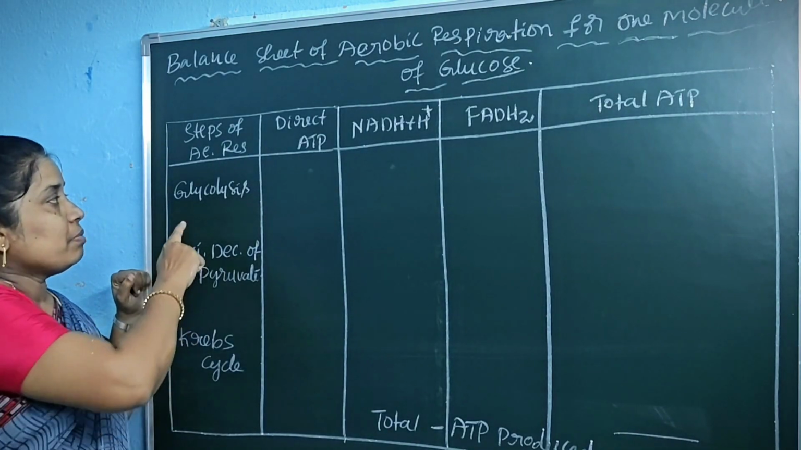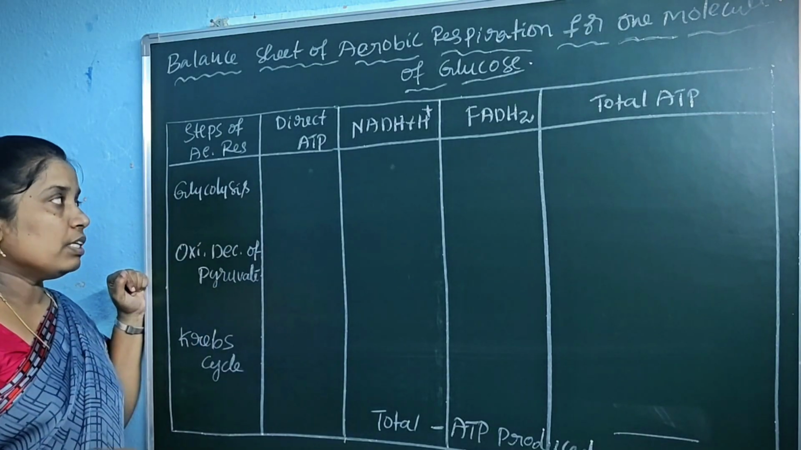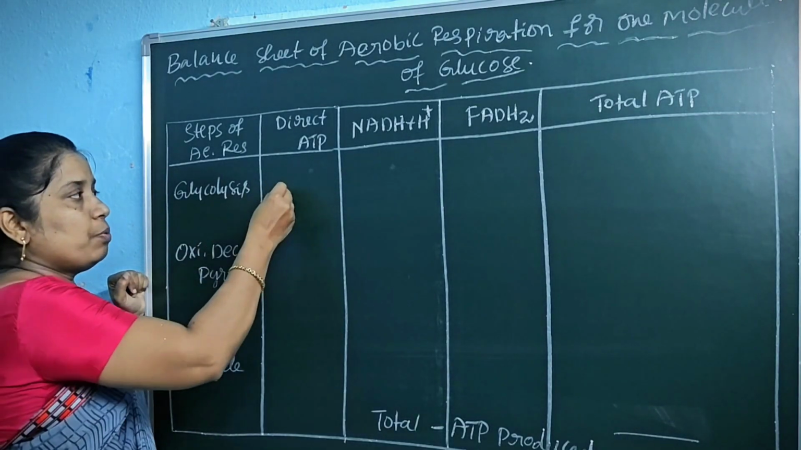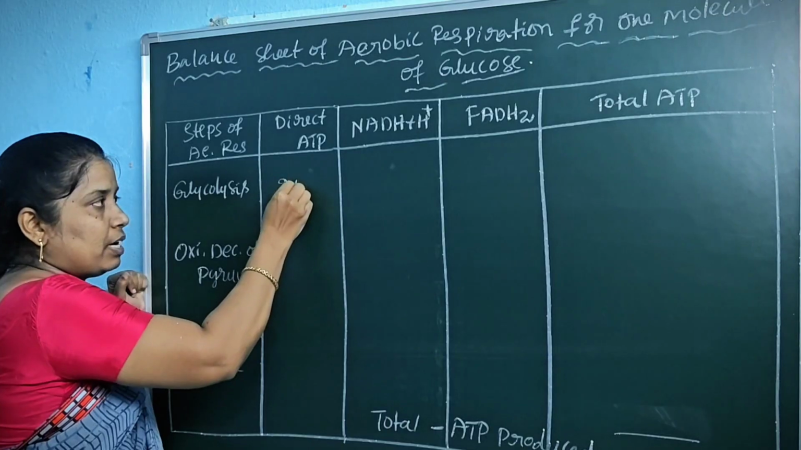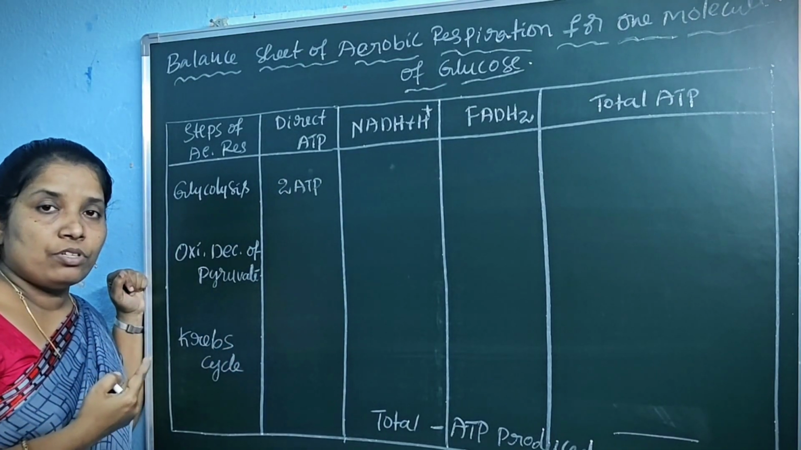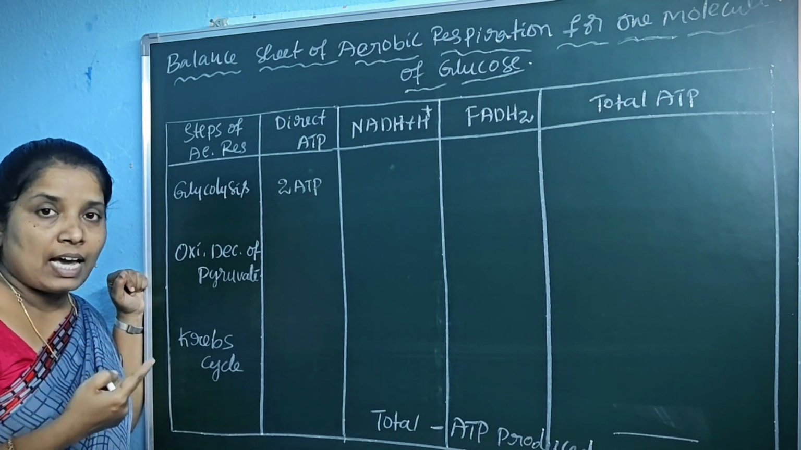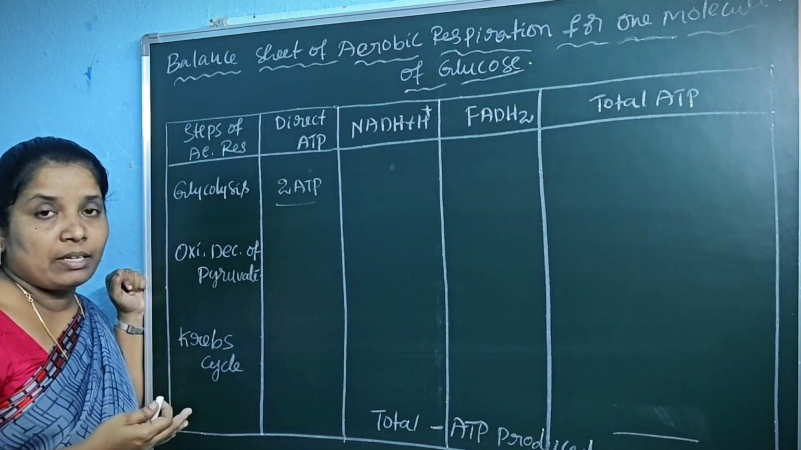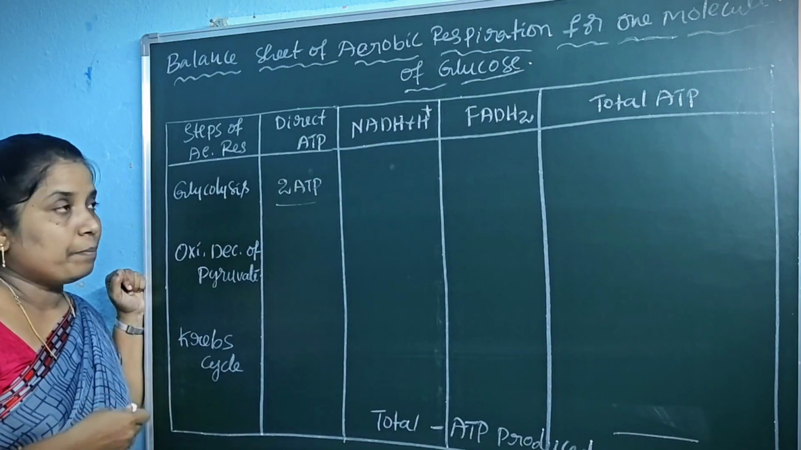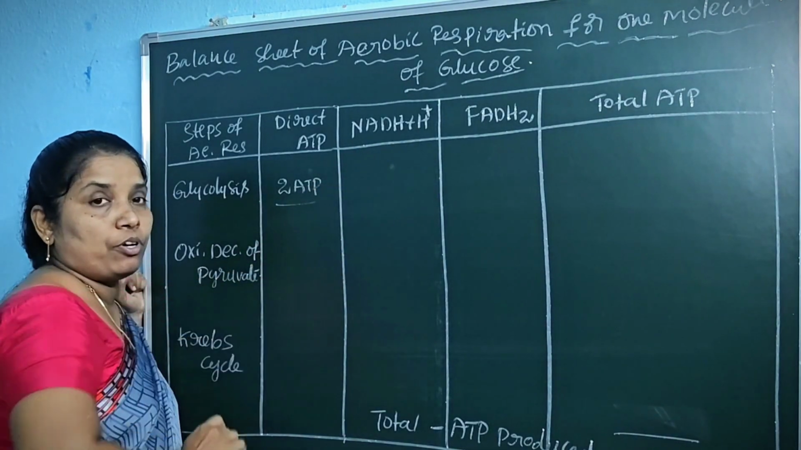From glycolysis, let's see the first step. In this step, 2 ATP are directly produced. Actually 4 ATPs are produced in the initial steps, and 2 ATP are utilized, so 2 ATPs in glycolysis directly. Now let's see NADH plus H plus production.